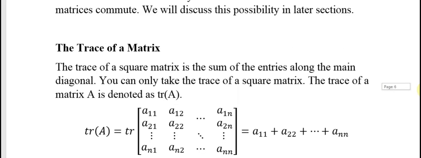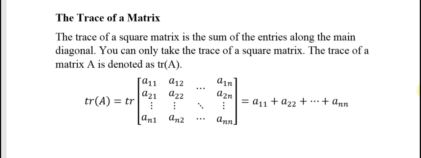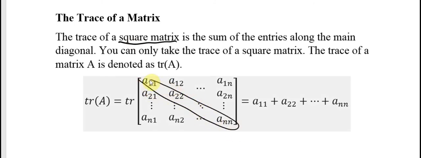So let's talk about the trace. The trace of a square matrix, that's important. You can only take the trace of a square matrix. So if I have a problem where we say, give us the trace, and the matrix is not square, would you say the trace does not exist? The trace of a square matrix is just the sum of the entries along the main diagonal. Just add those up. We call that the main diagonal.